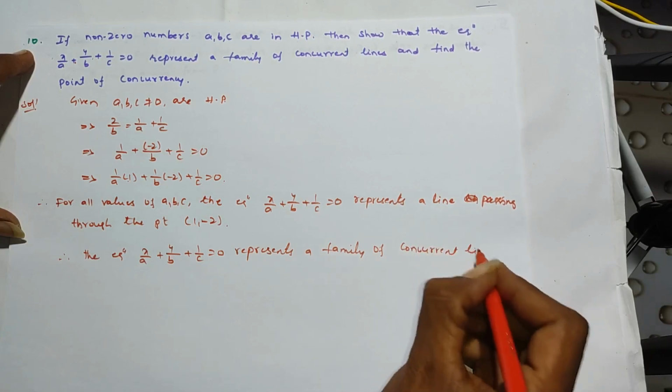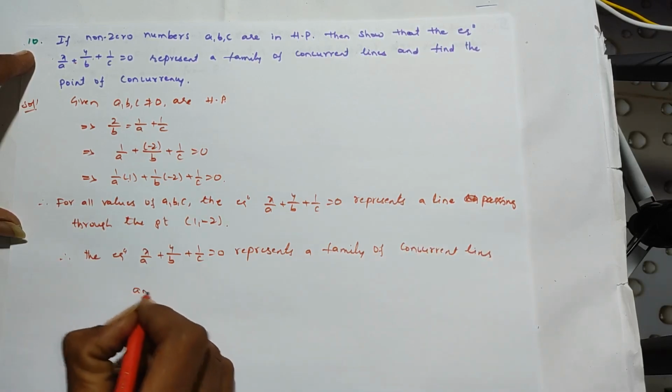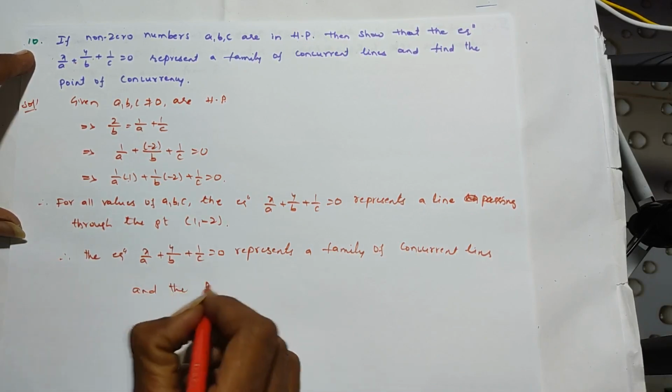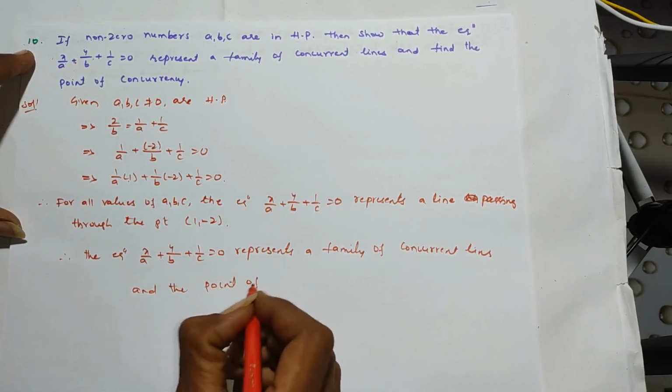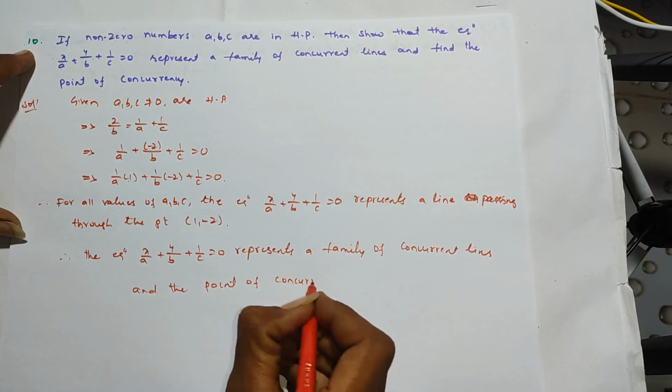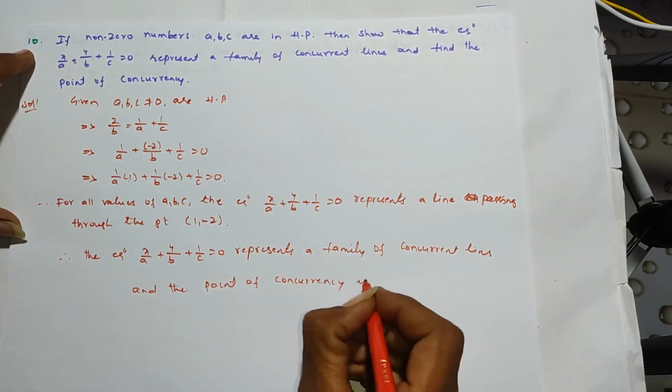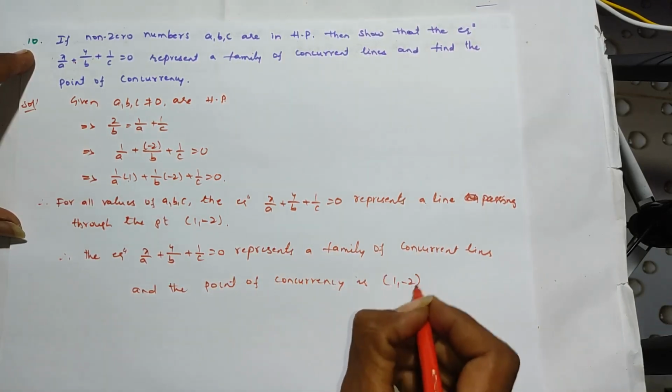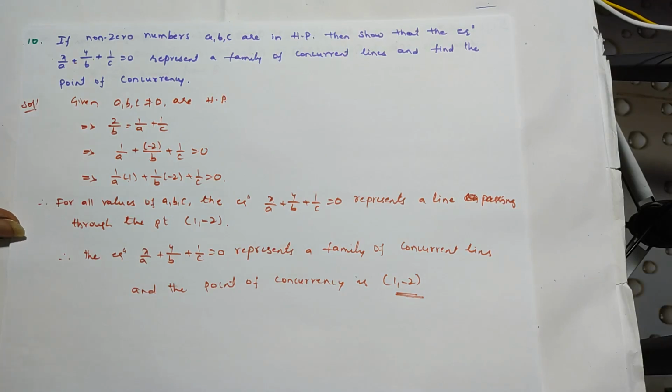Right? And the point of concurrency is (1, -2). Clear?